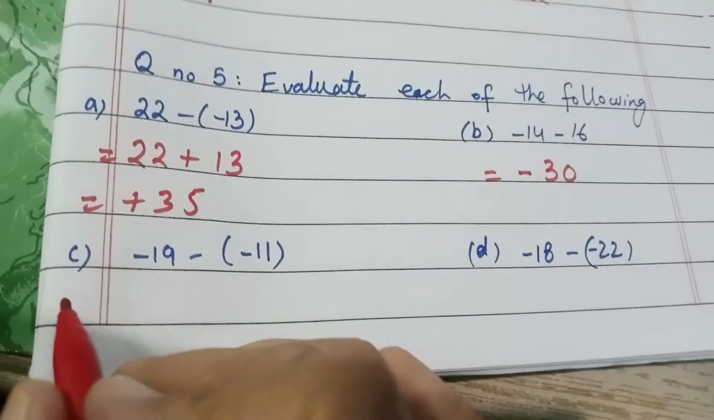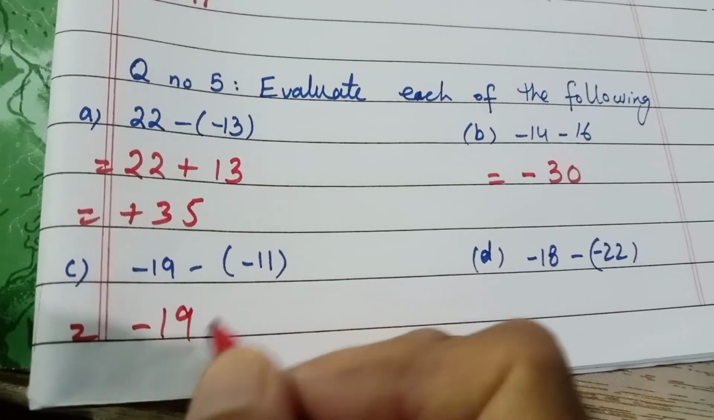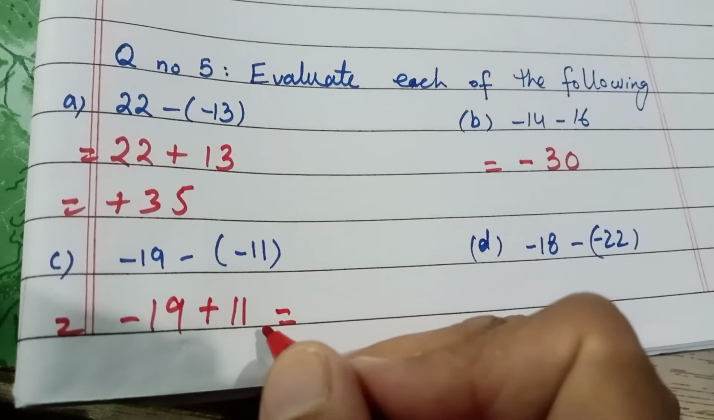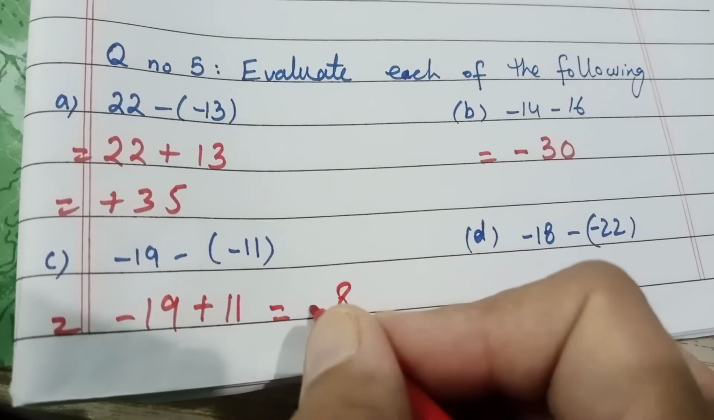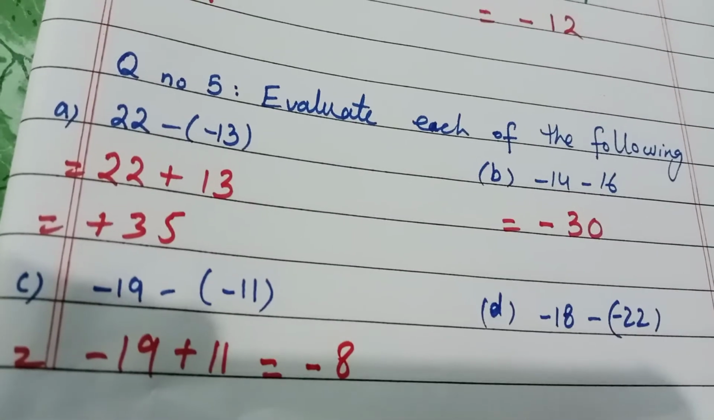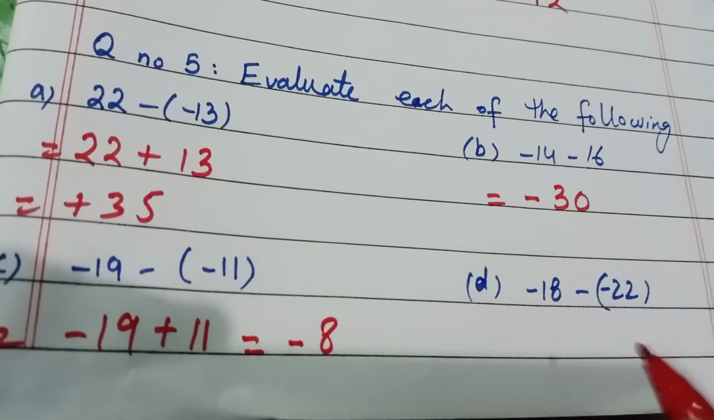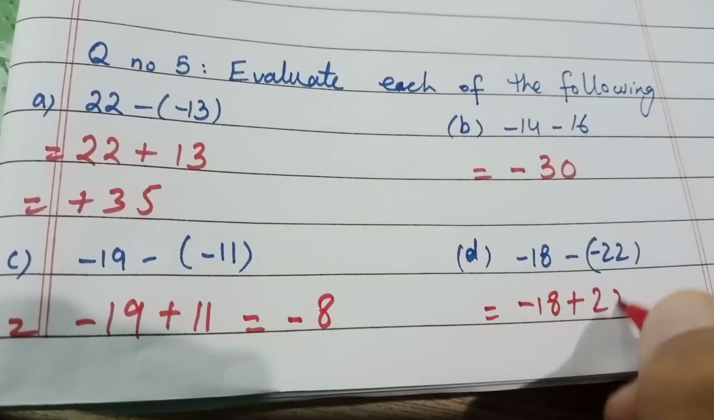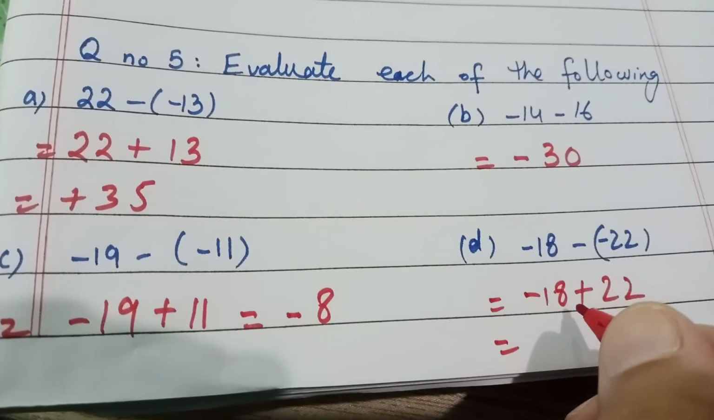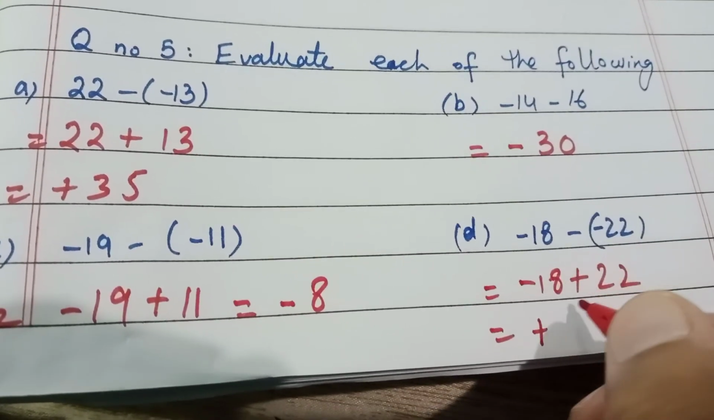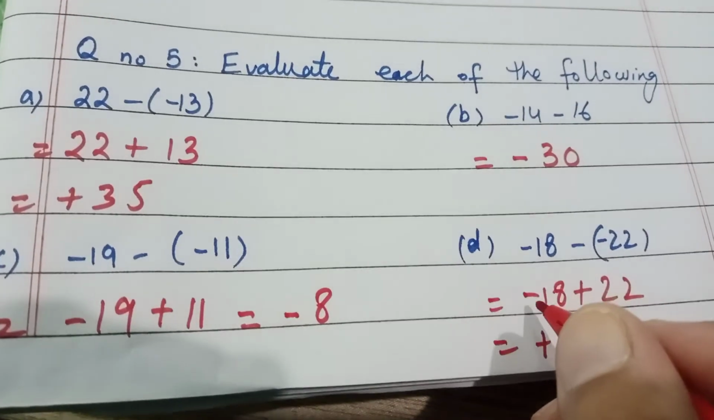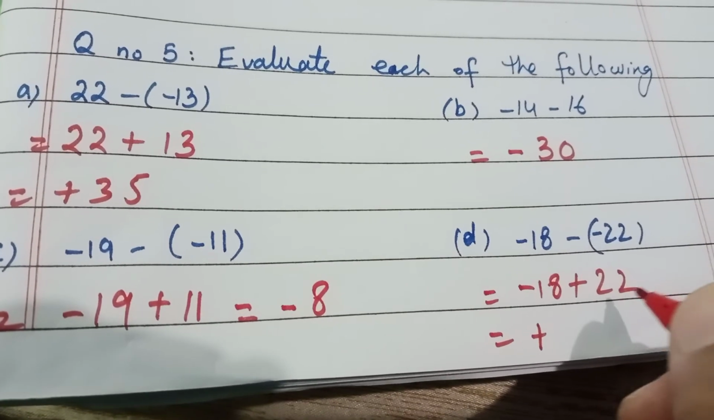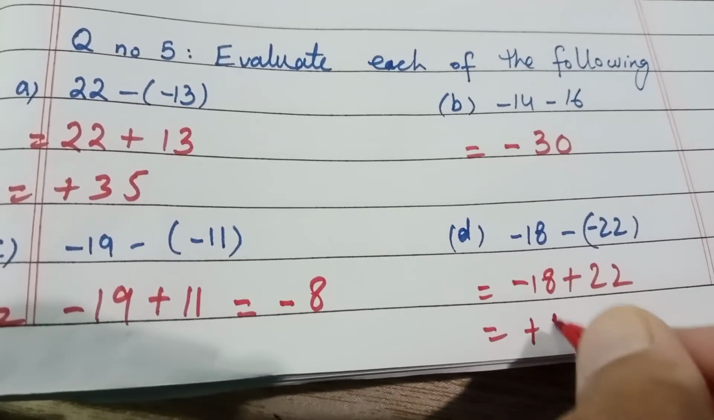Now student, C part, minus 19 plus 11, we subtract them but the sign is of the big number which is minus 19. Now in D part, minus 18 plus 22, the sign is plus because 22 is the big number, it has a plus sign, but we subtract them because with minus and plus the operation is subtraction.